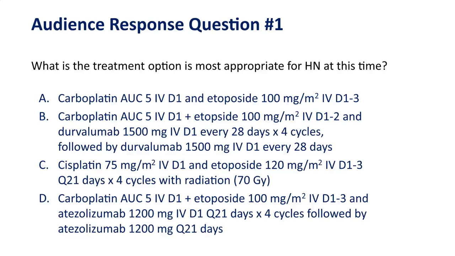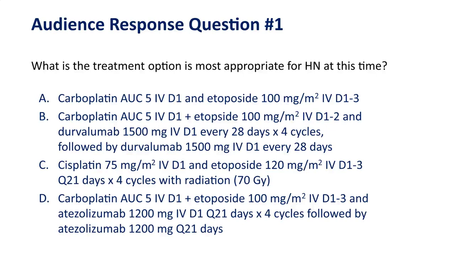A, carboplatin with an AUC of 5 given on day 1 and etoposide 100 mg per meter squared IV days 1 through 3. B, carboplatin AUC 5 on day 1 in combination with etoposide 100 mg per meter squared IV days 1 through 3 and durvalumab 1500 mg IV day 1 every 28 days for 4 cycles, following with durvalumab 1500 mg IV day 1 every 28 days.